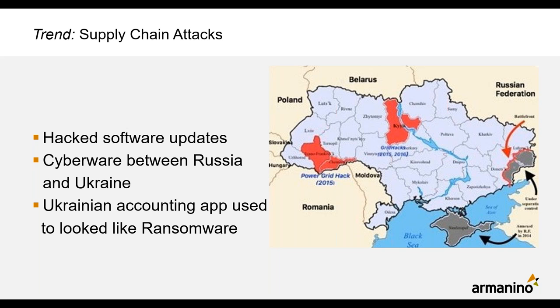For example, during the cyber war between Russia and Ukraine, it is alleged that Russia took over the app update servers for an accounting app, kind of like Quicken, in Ukraine. And that resulted in any of those companies using that application connecting to those servers and downloading what they thought was a legitimate update. In fact, what they were updating was malware.